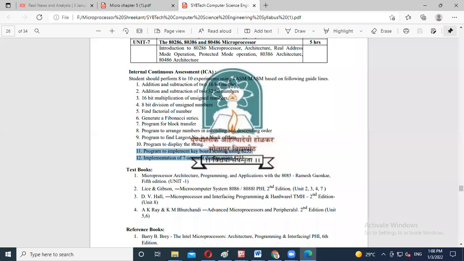These 2 programs we have to do on the kit. That kit I have to put at the last. Once we complete all 100% of the theory part and programs 1 to 10, after that, 1 or 2 labs I have to complete too. As per my schedule, I have to cover 100% of the syllabus up to January 25.